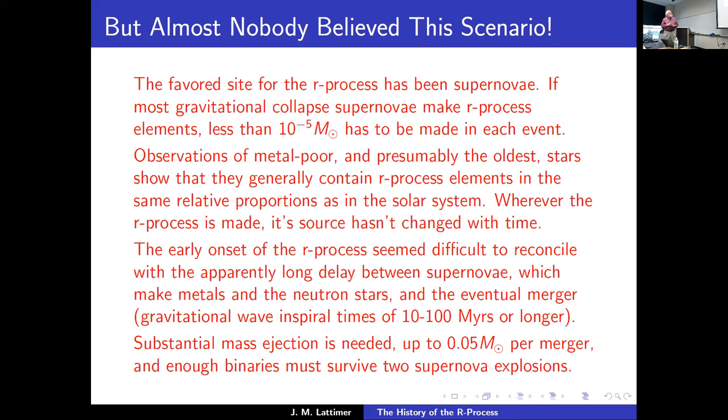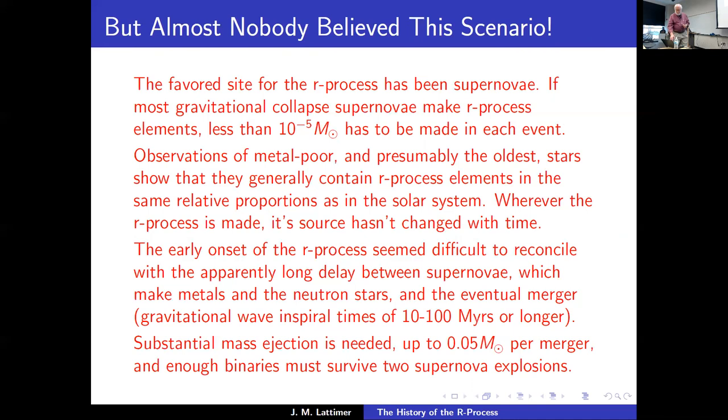Furthermore, observations of metal poor and presumably the oldest stars in the galaxy that accumulated in the late 70s and 80s show, in fact, almost all of these old stars also have R process elements, and in the same relative proportions as in the solar system. So the R process has been operating apparently for as long as stars have been around, and furthermore, it hasn't apparently changed with time. And this early onset of the R process seems very difficult to reconcile with the long time delay between supernovae, which make metals in the initial neutron stars, and the eventual merger of those neutron stars, which could take 10 or hundreds of millions of years. And furthermore, you need substantial mass ejections, several hundredths of a solar mass per merger, to explain observed abundances.